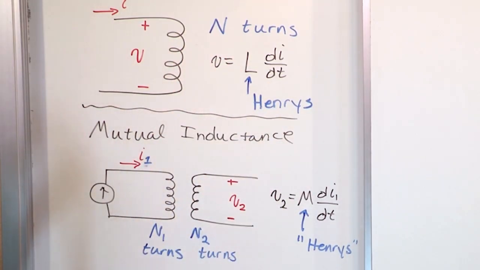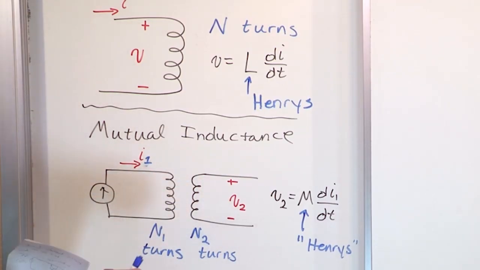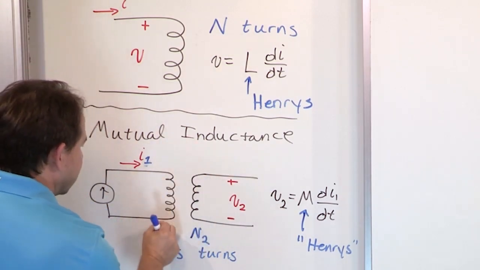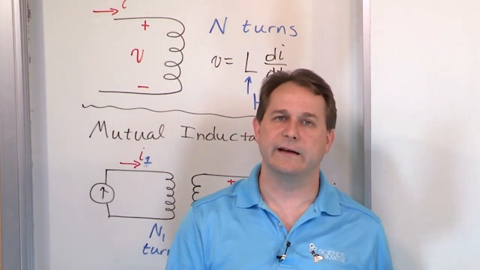All right? Now the interesting thing about this is that it's more or less what a transformer looks like. Now I'm not going to draw it here, but we will when we talk about transformers. You can have iron here, a solid core of iron, to make the magnetic field stronger and concentrated.